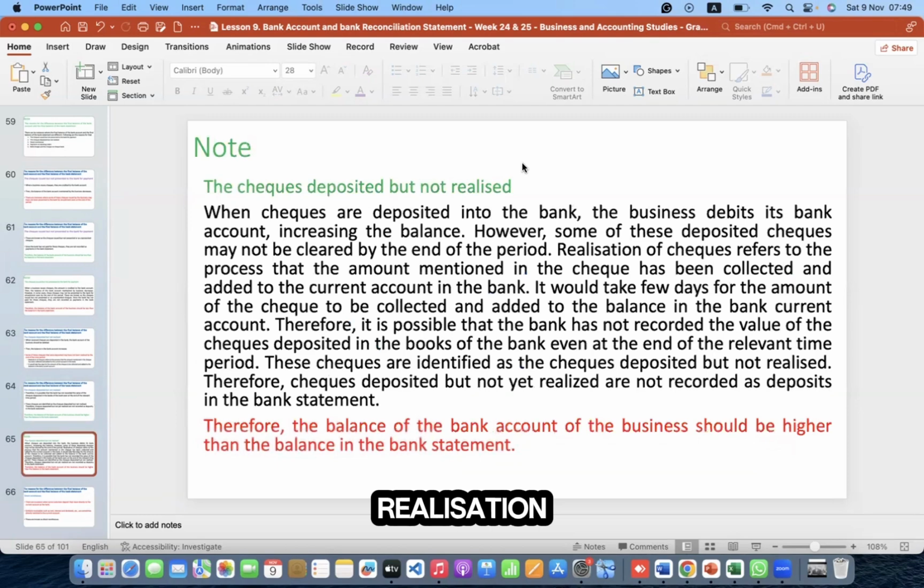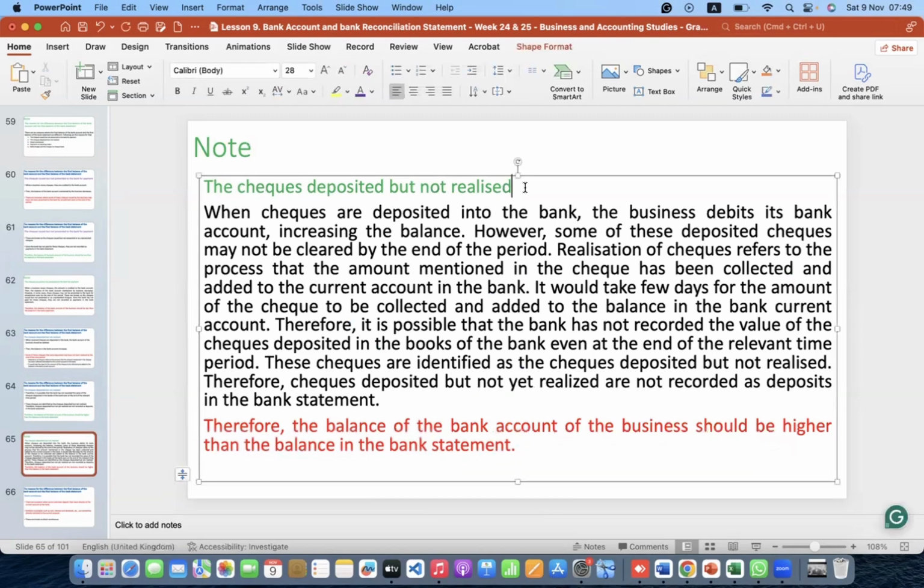Put a subheading, the checks deposited but not realized. I will read out this note, okay? When checks are deposited into the bank, the business debits its bank account, increasing the balance. However, some of these deposited checks may not be cleared by the end of the period. Realization of checks refers to the process that the amount mentioned in the check has been collected and added to the current account in the bank.